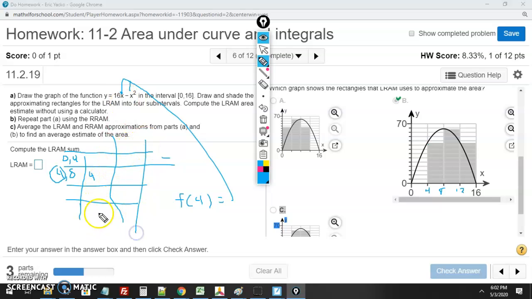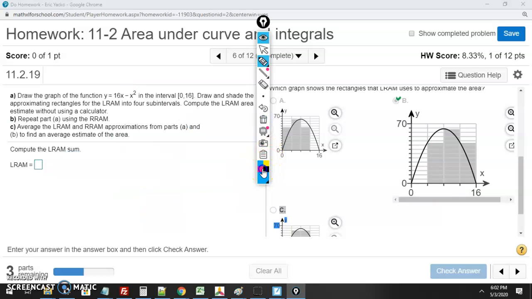I'm not going to take the time to do that because we saw that for the last two problems. Then you're going to repeat the same thing with B, only you're going to do the RRAM method. For the RRAM method, it will look like this essentially. Let me clear out all this ink. You'll have a rectangle that's touching here on the outside, another rectangle touching the right corner of the curve there, and another rectangle that is going to be touching the curve right about here.